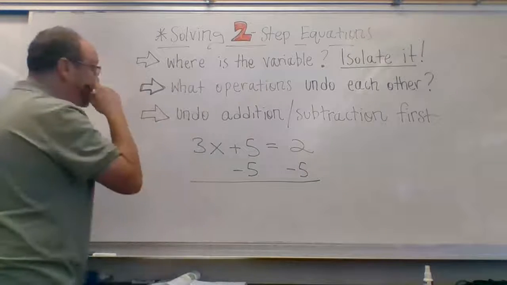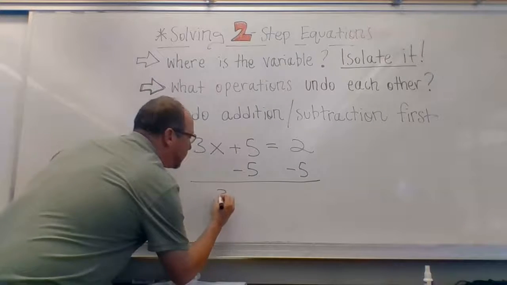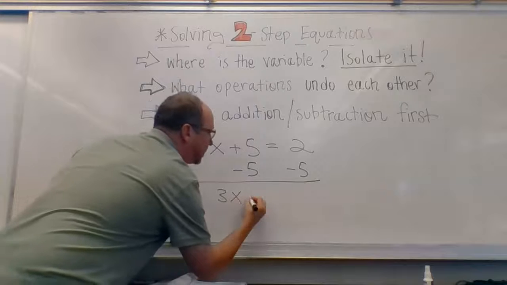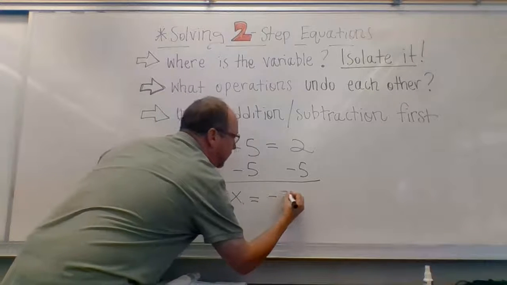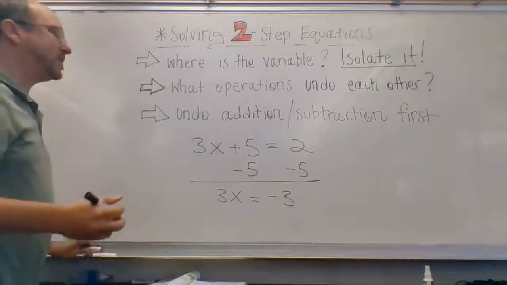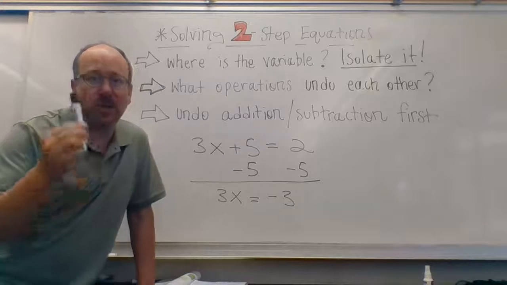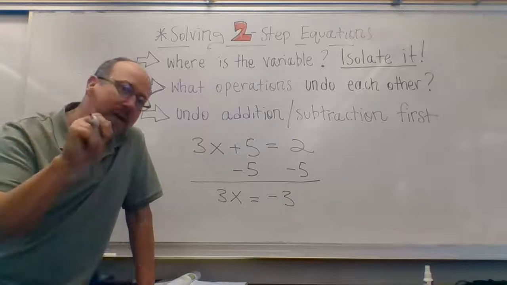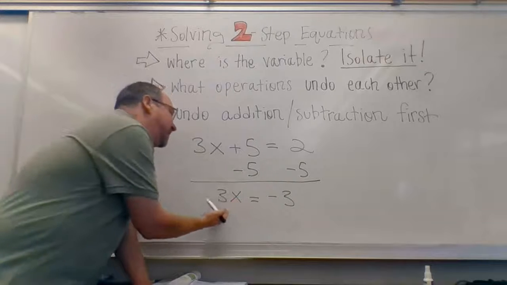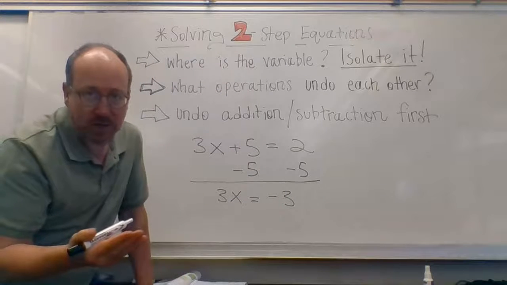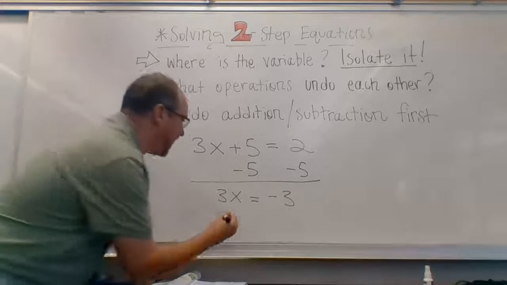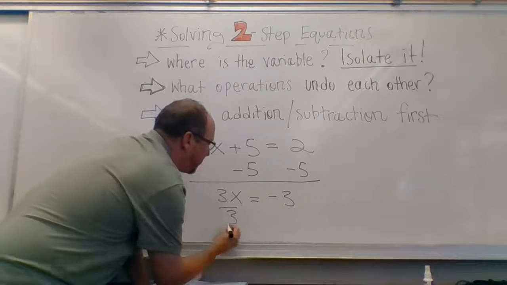Okay, then we're going to rewrite this. So now we've got 3x plus 0 is equal to a negative 3. Okay, we're not done yet because we want to solve for a single x. We want to know what one x is. So right now, x is multiplied by 3. In order to undo multiplication, we divide. So we divide both sides by 3.